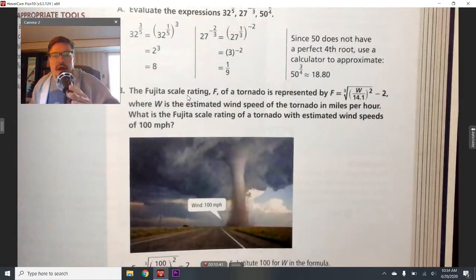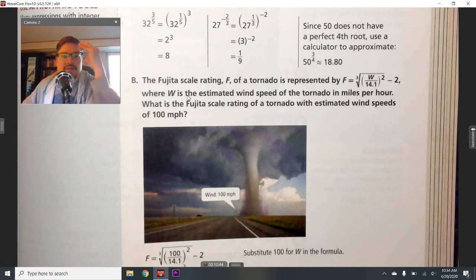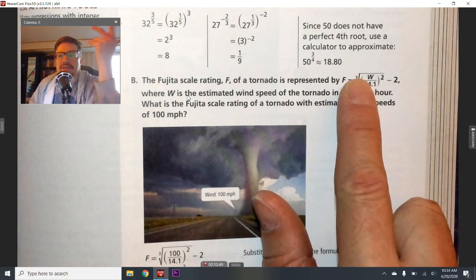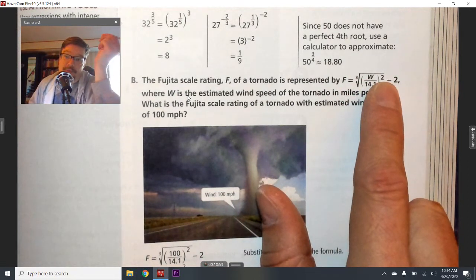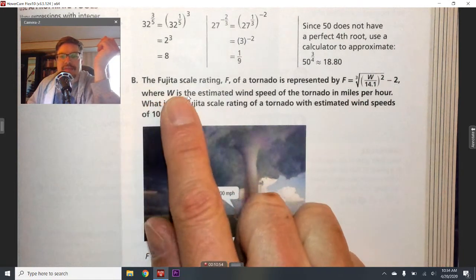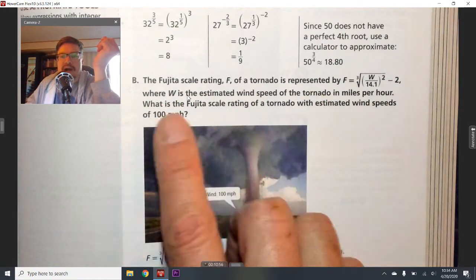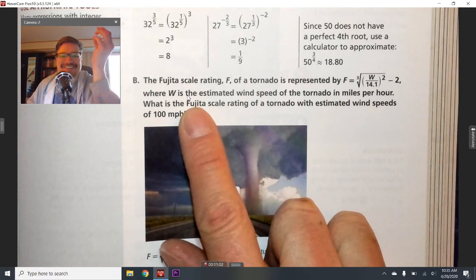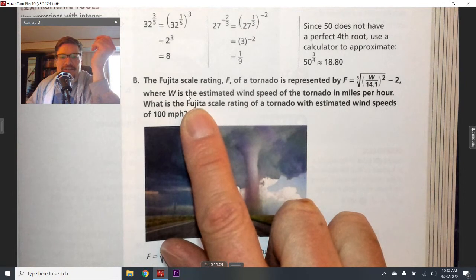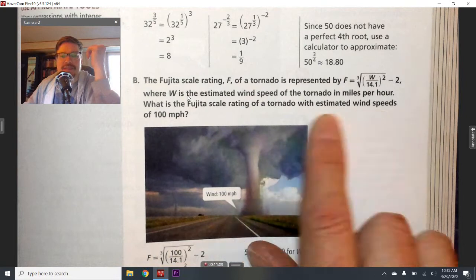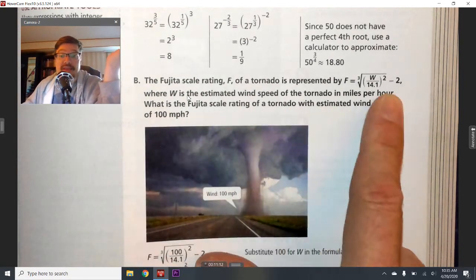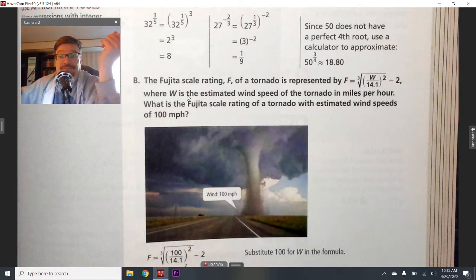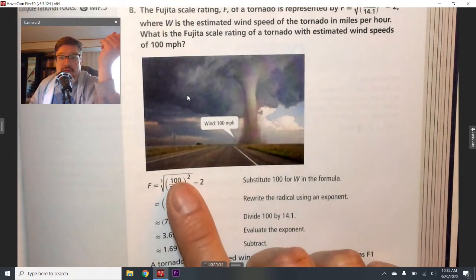Here's a formula. The Fujita scale rating F of a tornado is represented by this function. So you can see a scientific formula using radicals and powers simultaneously. W is the estimated wind speed of the tornado in miles per hour. What is the Fujita scale rating of a tornado with estimated wind speeds of 100 miles per hour? Well, that's easy because they give us the formula. So all I have to do is plug in 100 for that capital W.